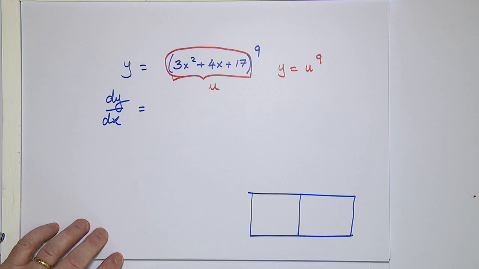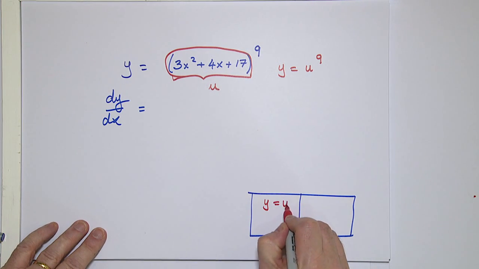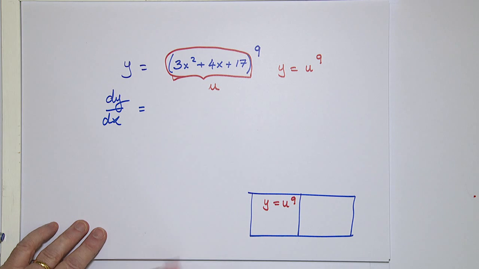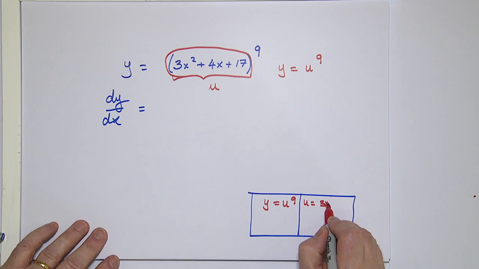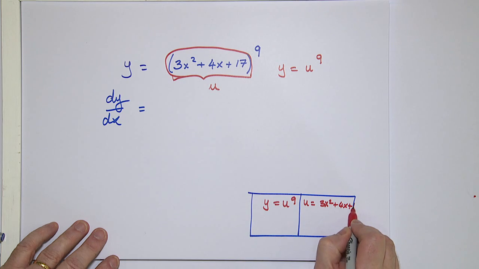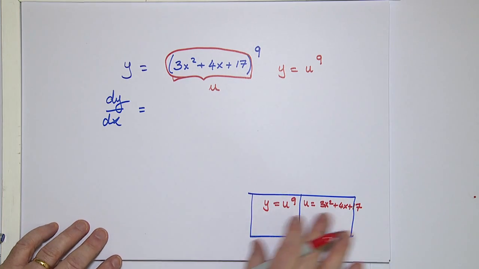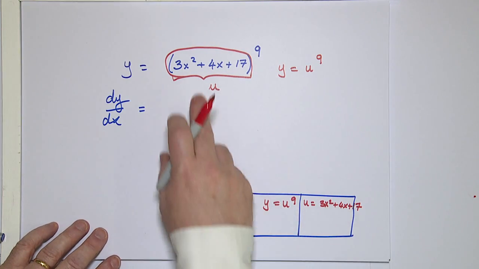And once I've made that substitution, I write down here y is equal to u to the power of 9. And I also say u is equal to 3x squared plus 4x plus 17. This is my trail back, because I've made up this letter u.